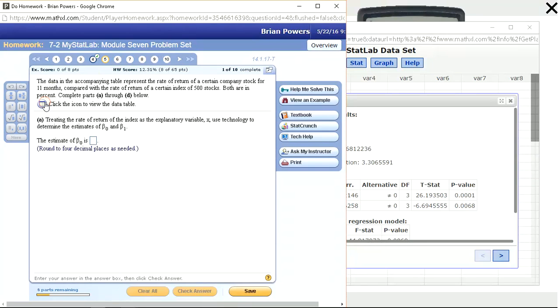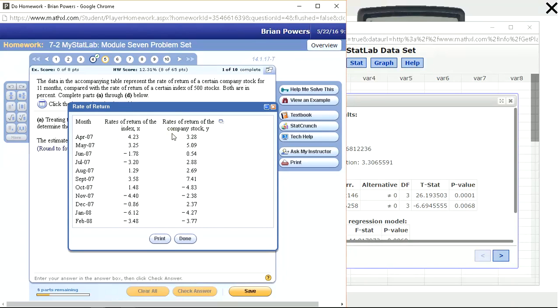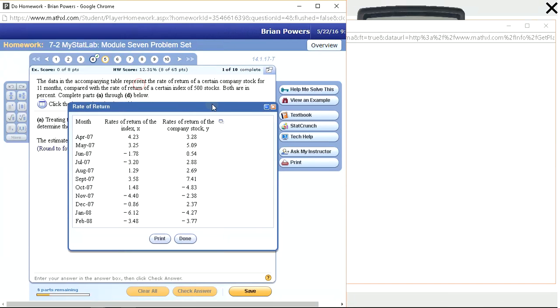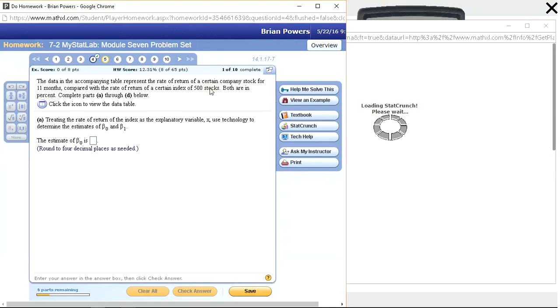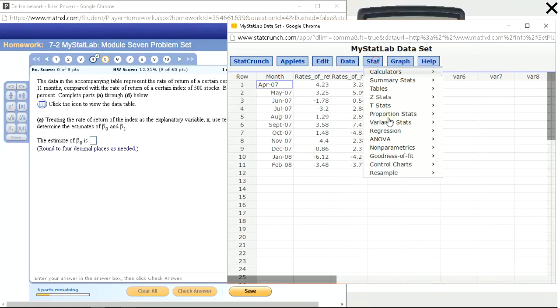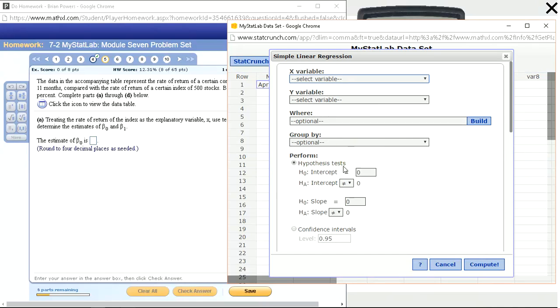Okay, another table of data. Let's open this up, bring it into StatCrunch. It says this is the rate of a company's stock for 11 months compared with the rate of return. Both are in percent. So we're going to first use linear regression to find the coefficients for our model. Our x variable, you can see x is right there, y, and let's compute.